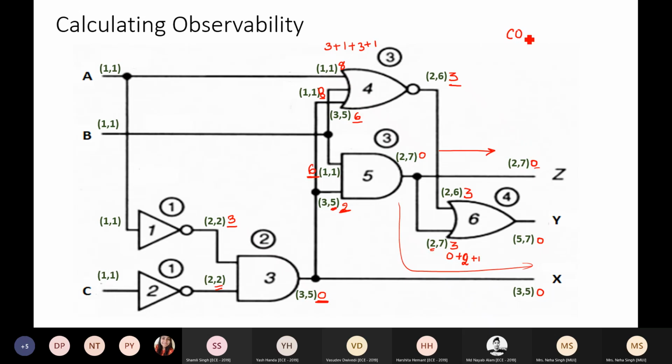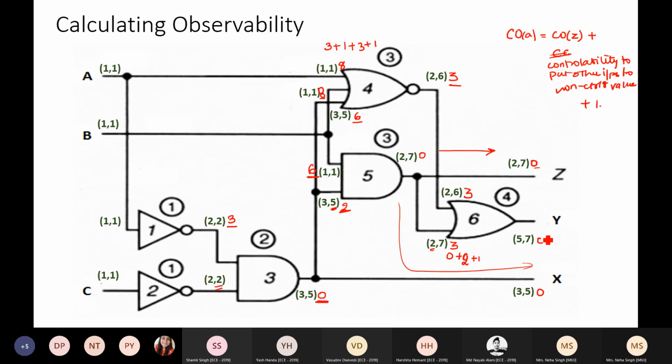CO at any input, let's say COA, was given as the observability at the output plus the CC 0, non-controlling value. The controllability to put other inputs to non-controlling value. ठीक है, +1. Observability में yes, +1. So here we got 3.